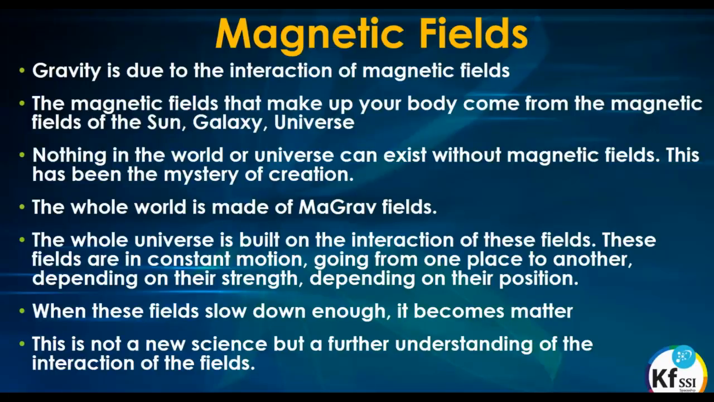It's the interaction of the magnetic and gravitational fields which create what we see. And the universe is built on the interaction of these fields. These fields are in constant motion, going from one place to another, depending on their strength and depending on their position.